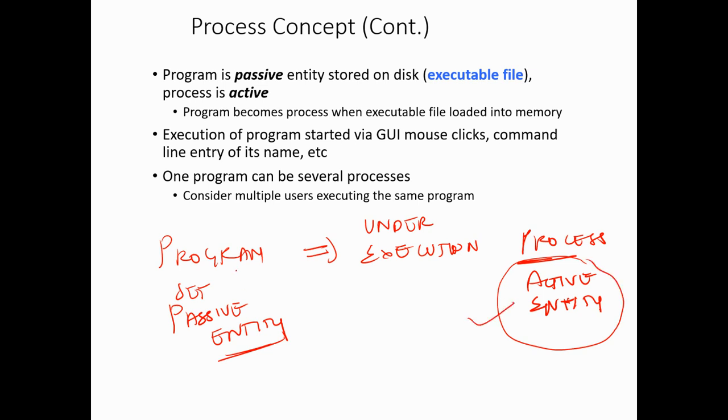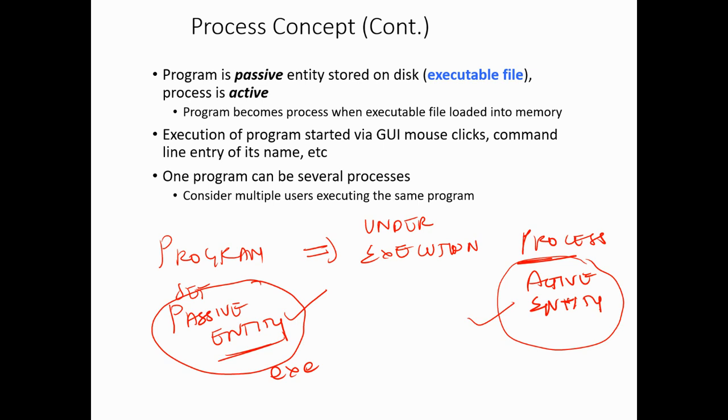So a program is a set of instructions. We can't say whether the program is under execution or not, so it stays a passive entity. A program is going to be an executable file. Why? Because it has a set of instructions to execute to accomplish a particular task. So we need to execute those instructions to convert the program into a process.